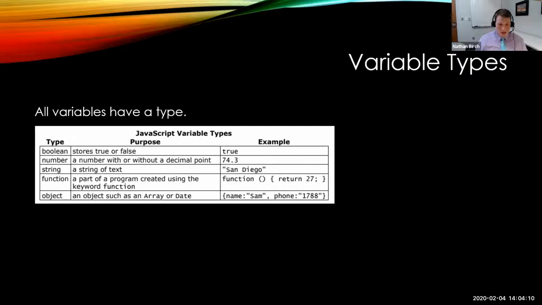Looking at variables, we have a couple of different variable types in JavaScript, and these are pretty standard across the board. If you go and learn Python or C++ or Java, you'll see very similar variable types or data types. The first one we'll talk about is a Boolean. That'll either just be true or false.